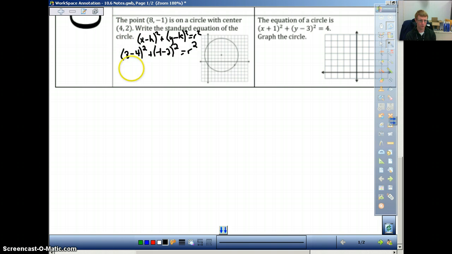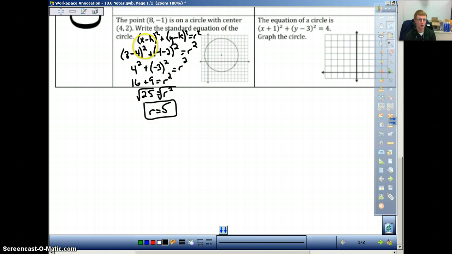So now we just go through and solve this. So this will be 4 squared plus negative 3 squared equals r squared. So that gives us 16 plus 9 equals r squared. 25 equals r squared. And then we take the square root of both sides to solve for r, and we get r equals 5.